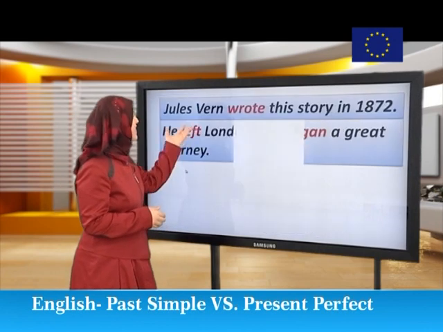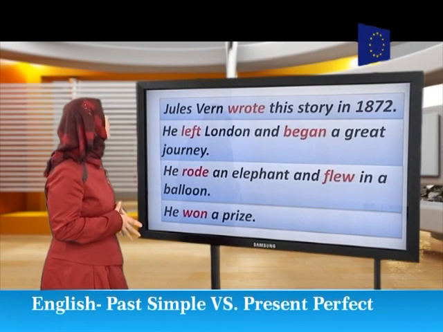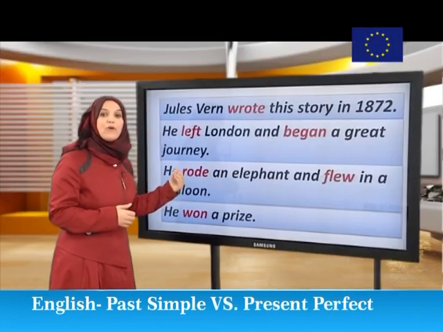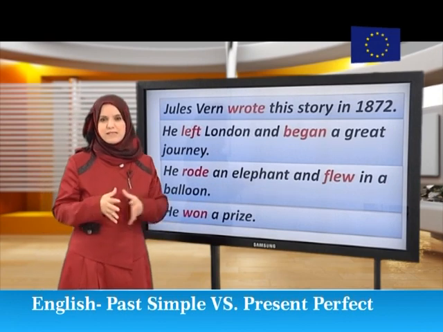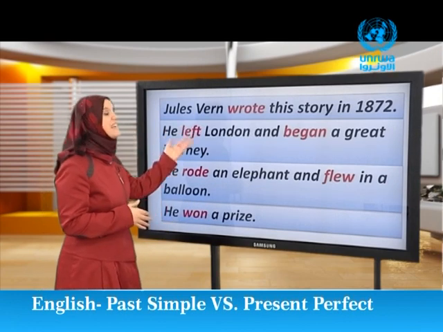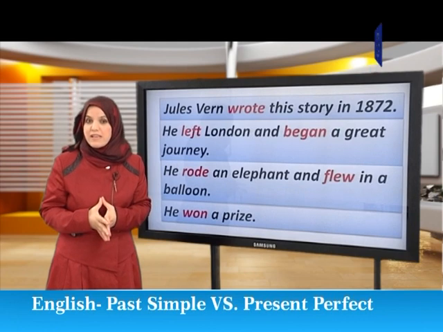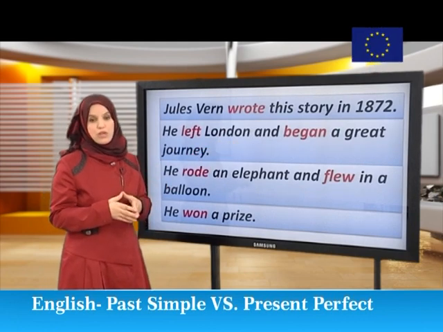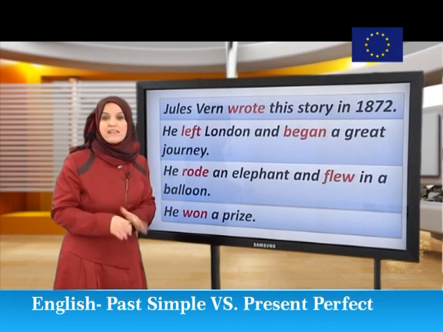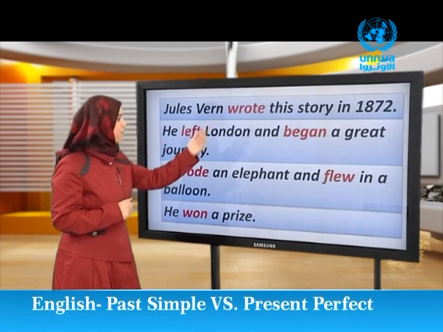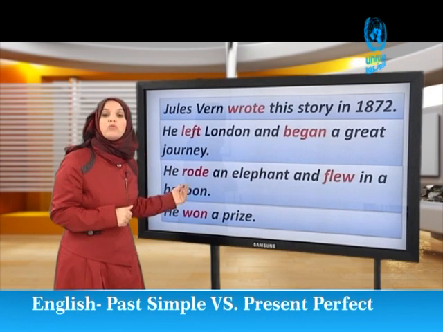Now, let's notice these sentences. Jules Verne wrote this story in 1872. He left London and began a great journey. He rode an elephant and flew in a balloon. He won a prize. Notice, dear students, all these sentences have verbs in the past simple tense. All the story describes actions that began in 1872. So these verbs express actions that began and ended in the past. Notice the verbs wrote, left, began, rode, flew, and won.